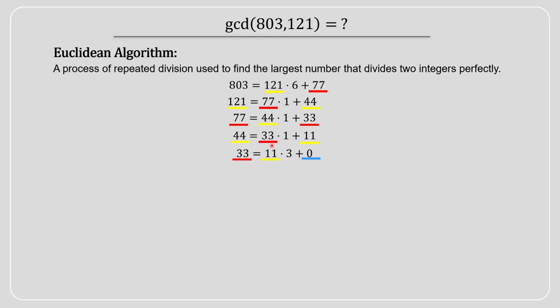You continue this process, as you can see. As soon as you hit a 0 remainder, that means you stop the process, and 11 is going to be the greatest common divisor between these two numbers. So that's one way of doing it.